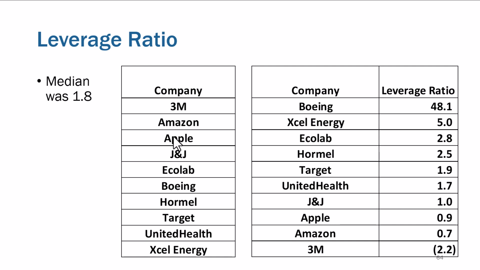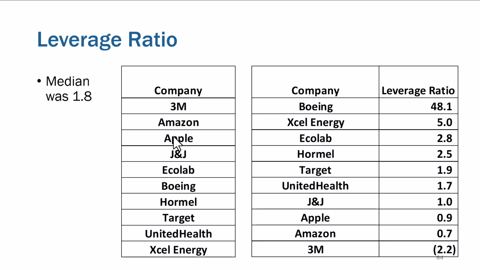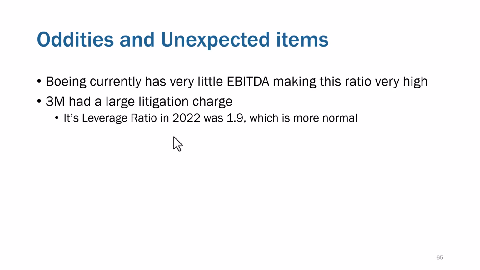On the other end, we see pretty strong companies, J&J, Apple, Amazon, not a lot of debt compared to their EBITDA. Now, out of these, Boeing has very little EBITDA, which made that ratio very high. So this doesn't mean that Boeing has a ton of debt, like compared to all these other companies. It has a good amount of debt, but it's just that its EBITDA is so small. And then 3M, again, I mentioned that earlier, they had a large litigation charge.